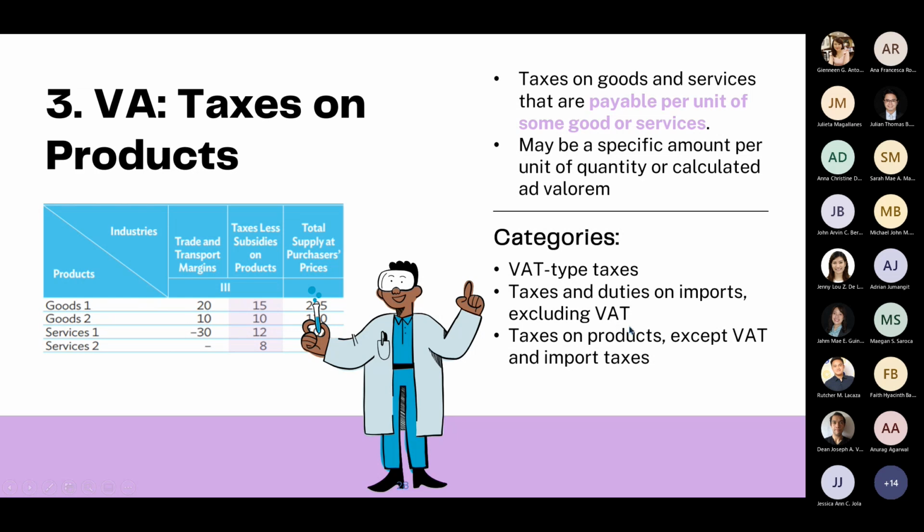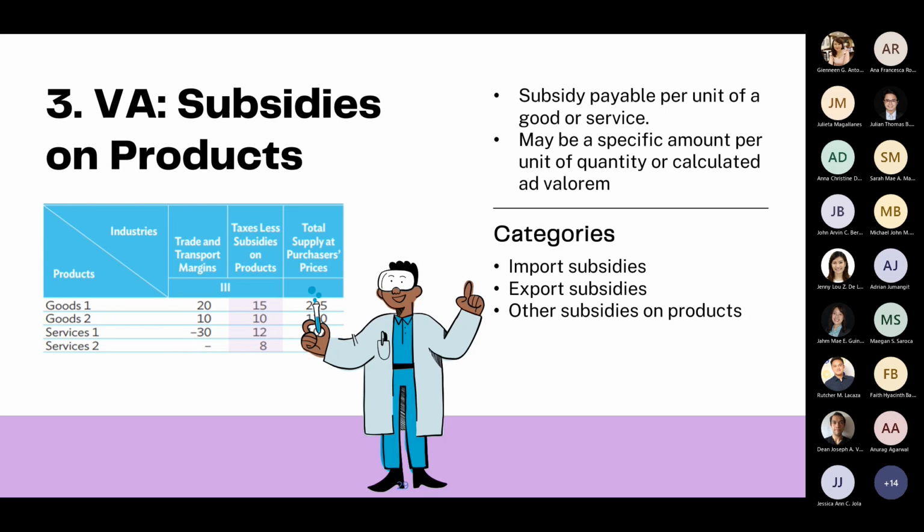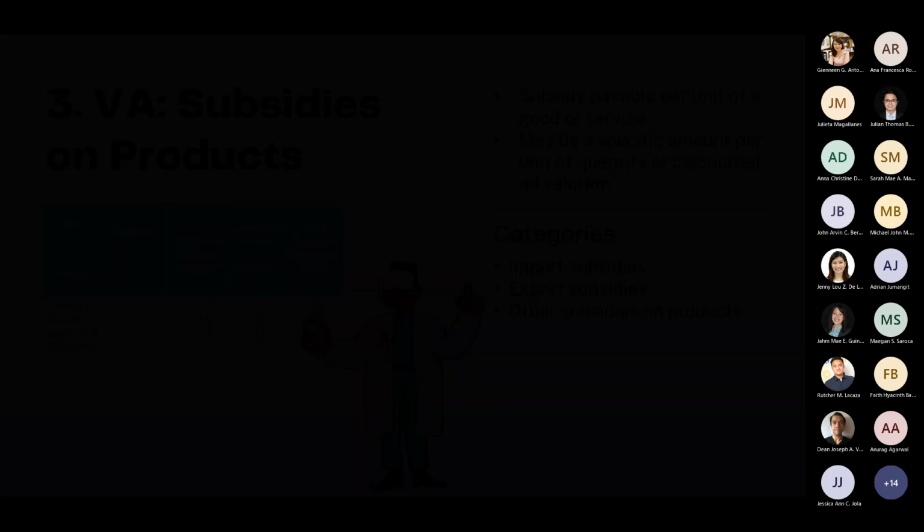And we also have subsidies on products, which we now subtract. So that's why we have taxes less subsidies on products. And these must be only subsidies payable per unit of a good or service. And we have three categories of subsidies. We have import subsidies, export subsidies, and other subsidies on products.